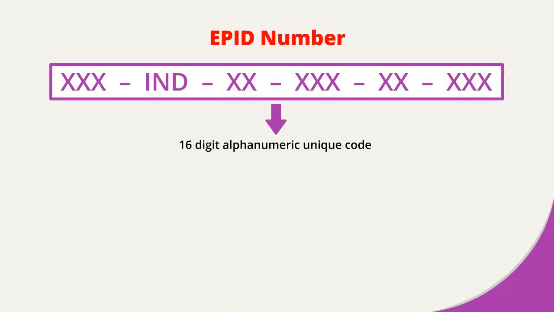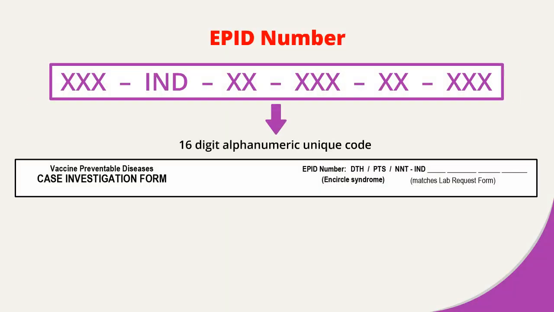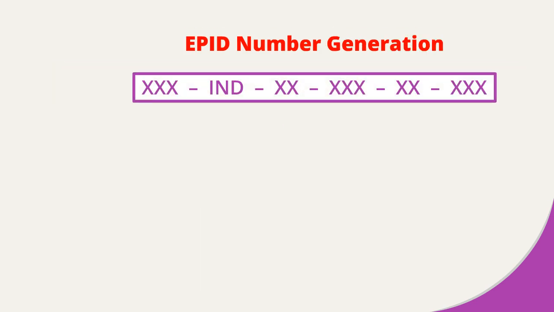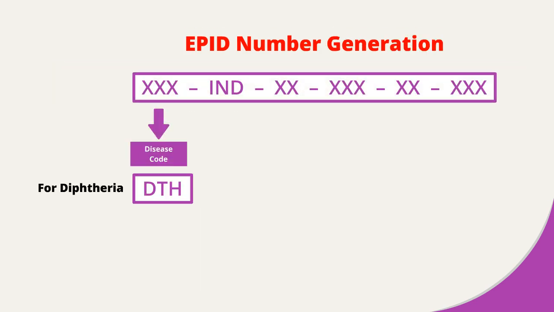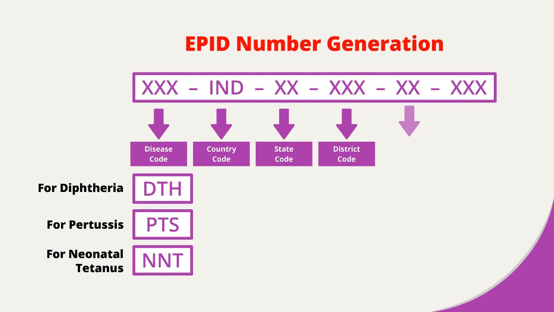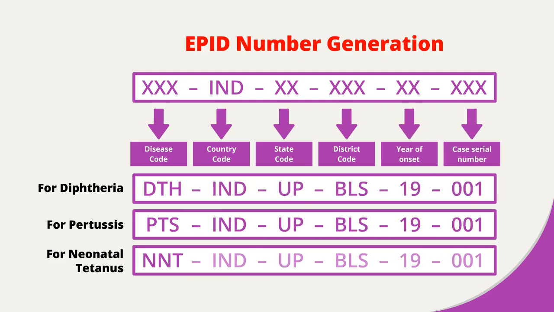IPID number is a unique ID allotted to all the VPD cases by DIO or SMO office. It is a 16-digit alphanumeric unique code. It consists of disease code as DTH, PTS and NNT, followed by country code, state code, district code, year of onset and case serial number. Here are examples of IPID numbers generated for the case of diphtheria, pertussis and neonatal tetanus.